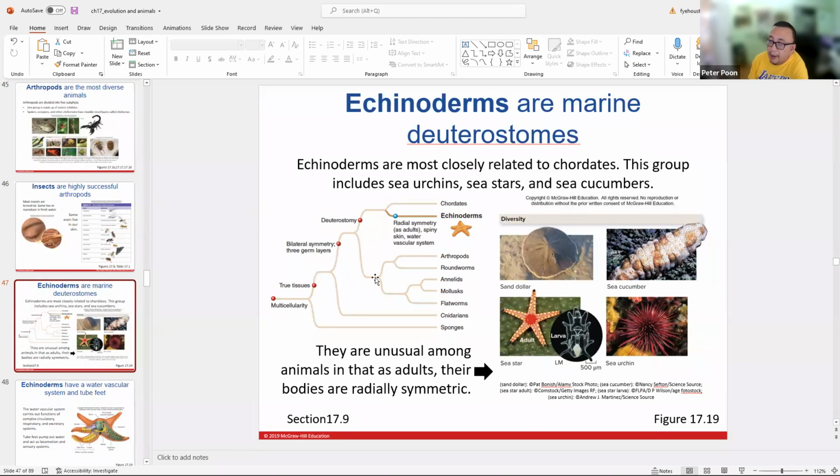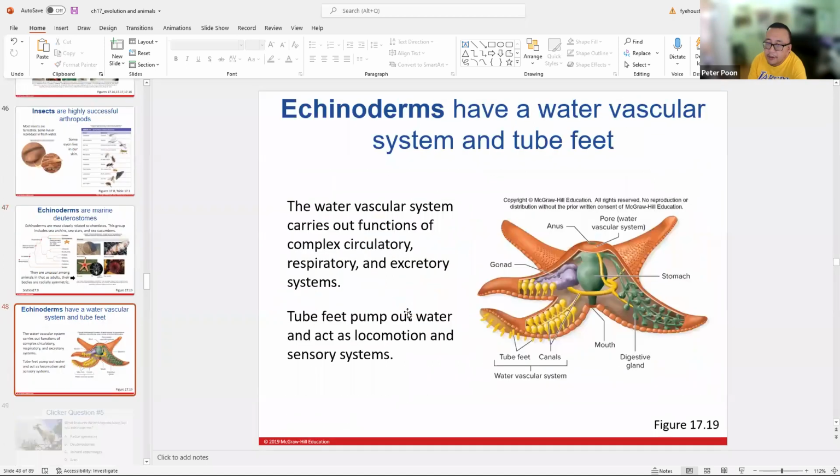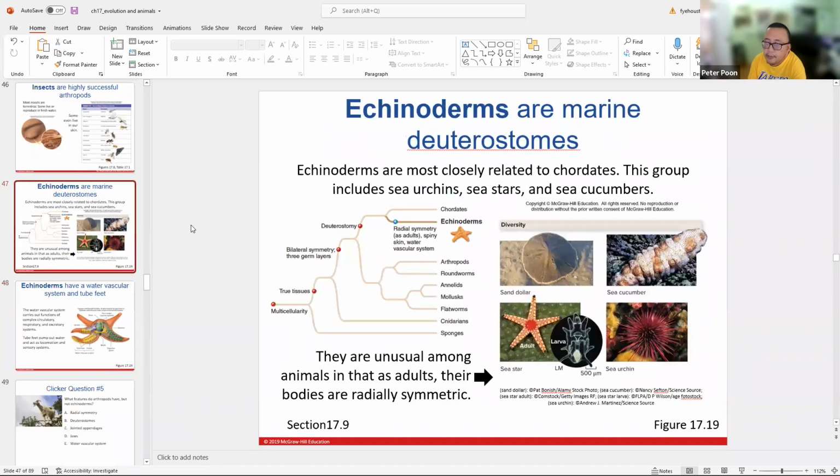Now, the last group that I'm talking about in this presentation are echinoderms. Echinoderms are marine deuterostomes. They're closely related to chordates. We are a member of Chordata. So out of all the things we're talking about, the most closely related things to us are actually starfishes, sea urchins, and sea cucumbers.